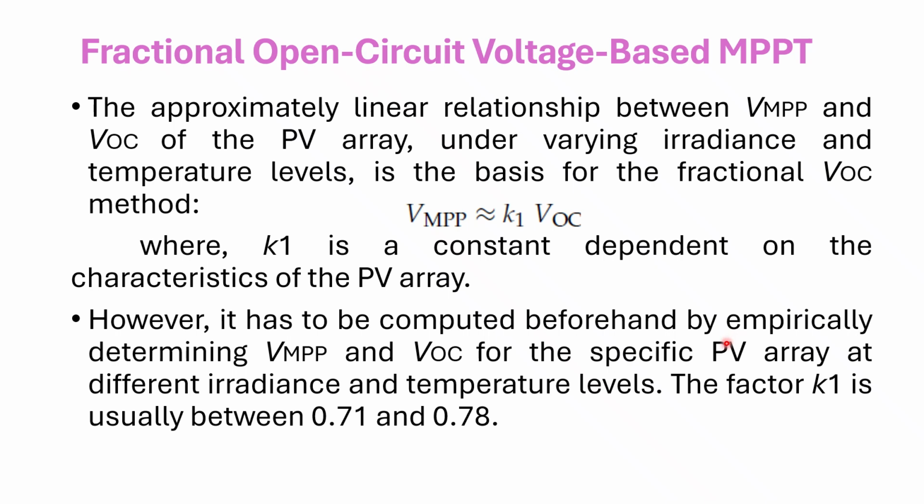Next method is the fractional open circuit voltage based MPPT. The first two methods represent the online MPPT technique, and this is an offline technique. This represents the relationship between the voltage at the maximum power point and the voltage at the open circuit of the PV array under varying conditions, temperatures, and so on. The maximum power point voltage is linearly dependent on the open circuit voltage, equivalent to a constant factor K1, which depends on the PV array characteristics. This has to be computed well in advance, and the value of K1 ranges from 0.71 to 0.78.